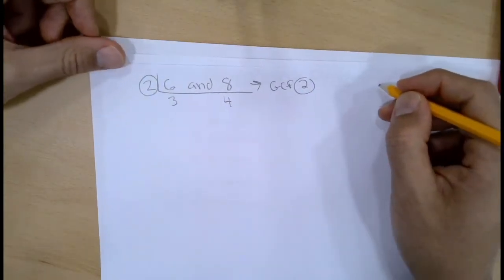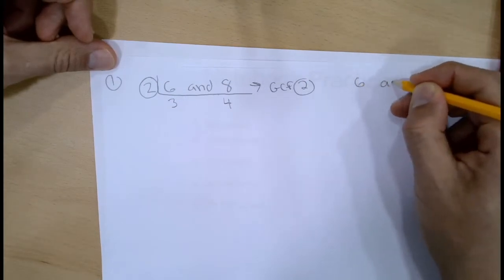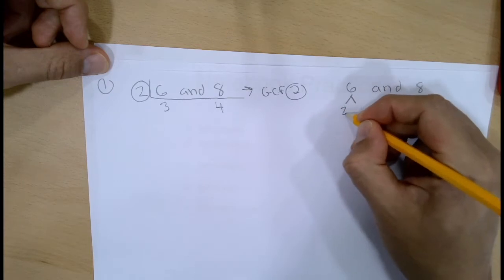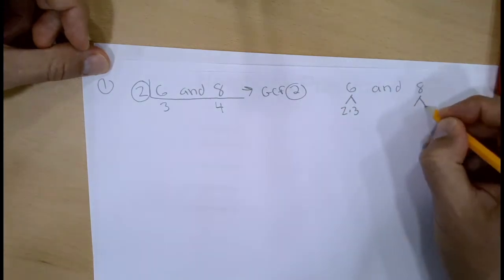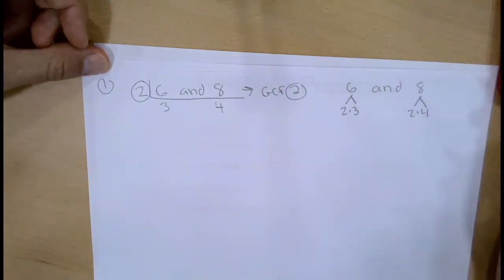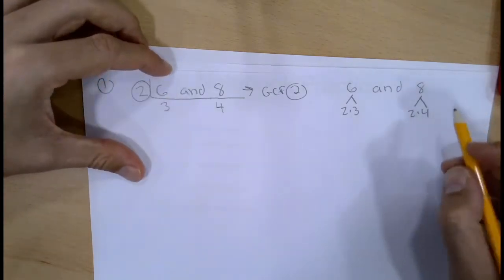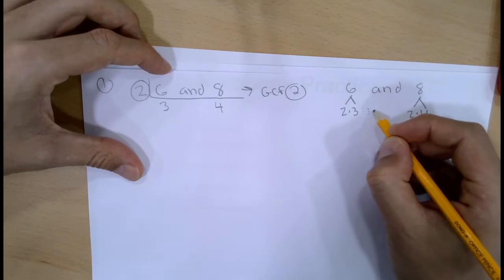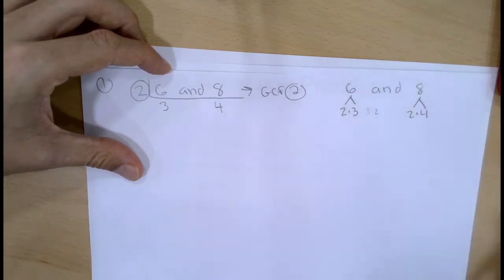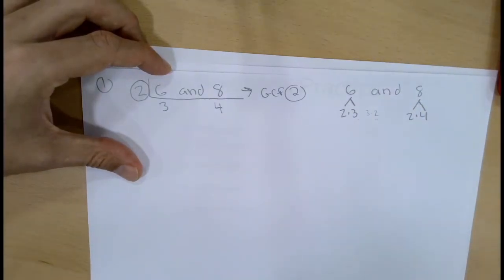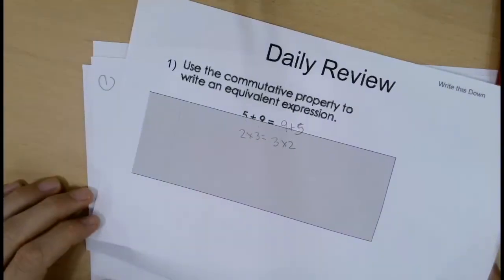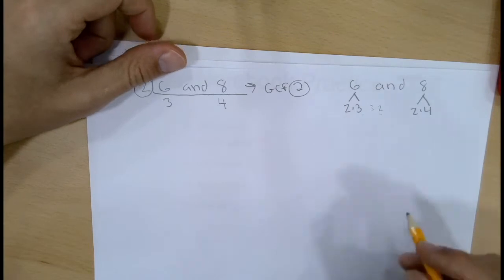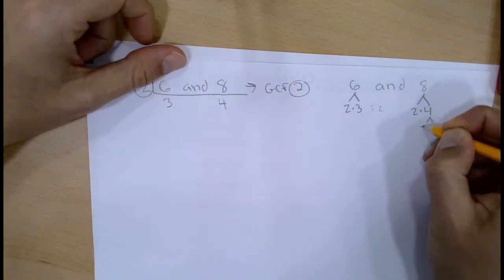Let's try it another way. I have 6 and 8. I'm going to do something called a factor tree. I'll look for 2 factors of 6 and 8. Now I'm going to continue because I have prime numbers here. Would it matter if I wrote this as 3 times 2? No, because if you remember back to that example with the commutative property, the order doesn't matter. Since I have a composite number here, I can break it down even further.